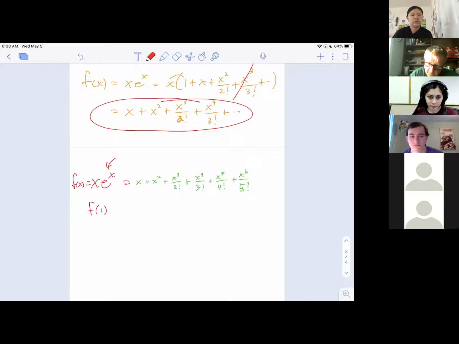Does it make sense they would know that one too? Because e to the 1 is e. I don't really need the expansion for that. I can say, well, that's 1 times e to the 1. That's just e, and I know e is about 2.718, so I don't need that expansion. But what if somebody said, I'd like to know it for something like 0.2? Now 0.2 is pretty close to 0. That's what Connor's getting at.